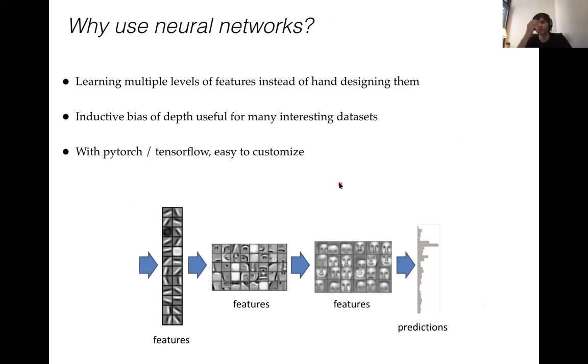So now I want to move on to neural networks specifically, and what are neural networks and why would you use them? So neural networks at this point are quite a large field. So defining them simply is not that easy. But roughly speaking, you should think of neural networks as models that learn multiple levels of features instead of hand designing them. What does that mean, and why would you like to do that?